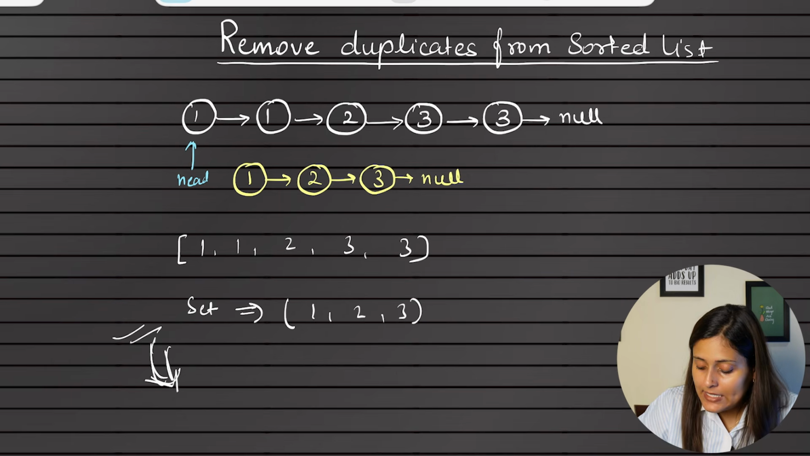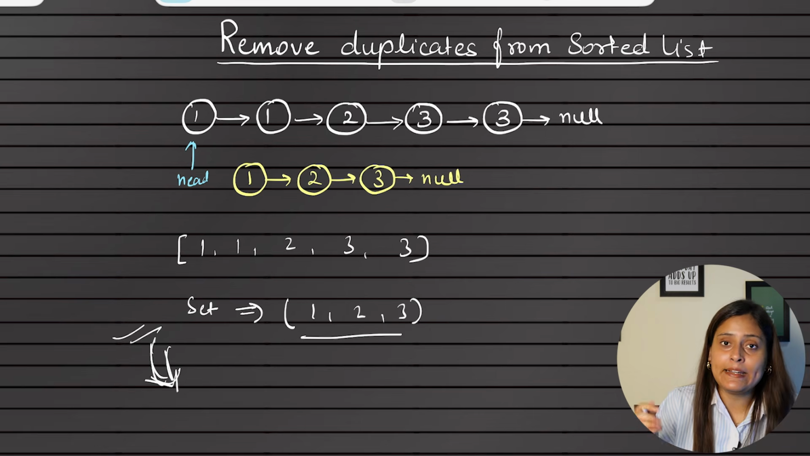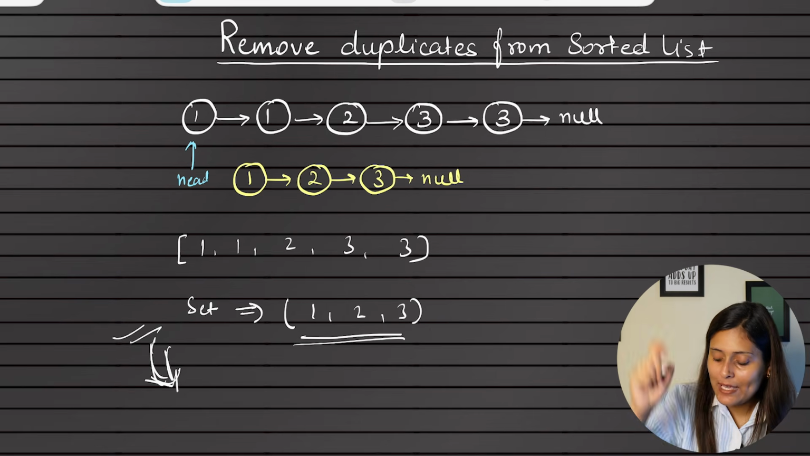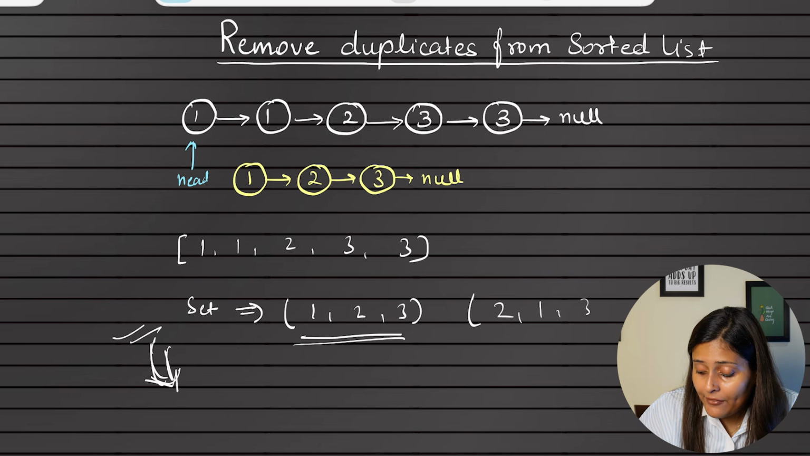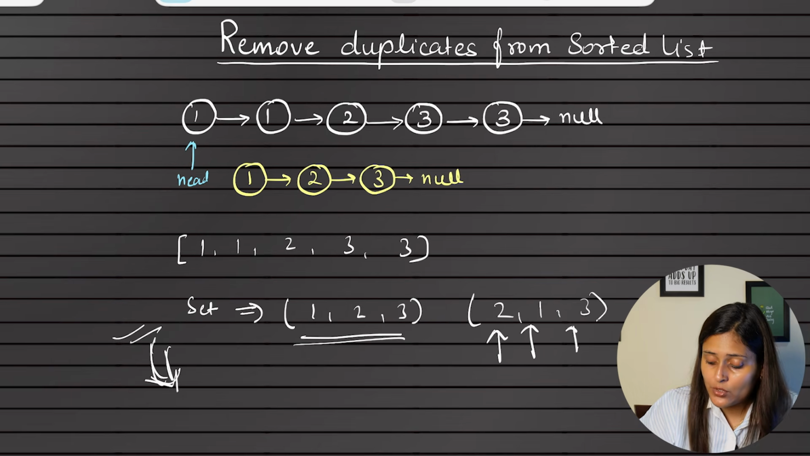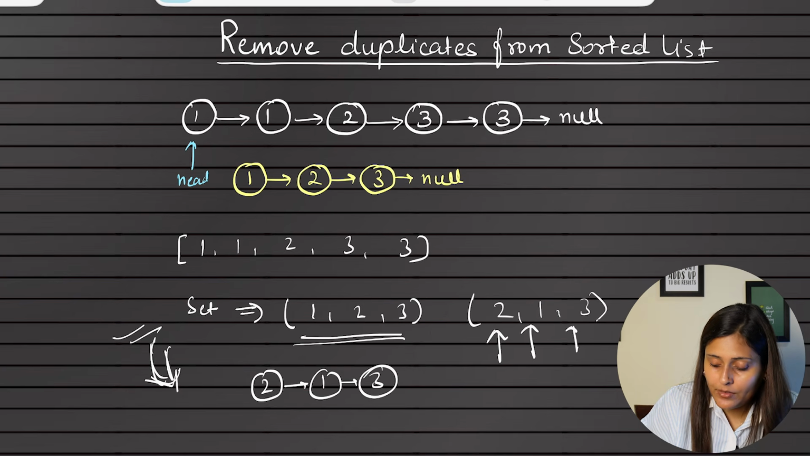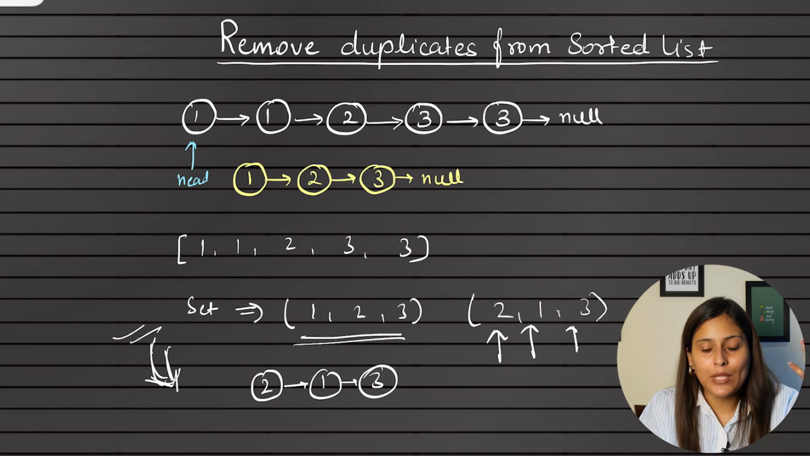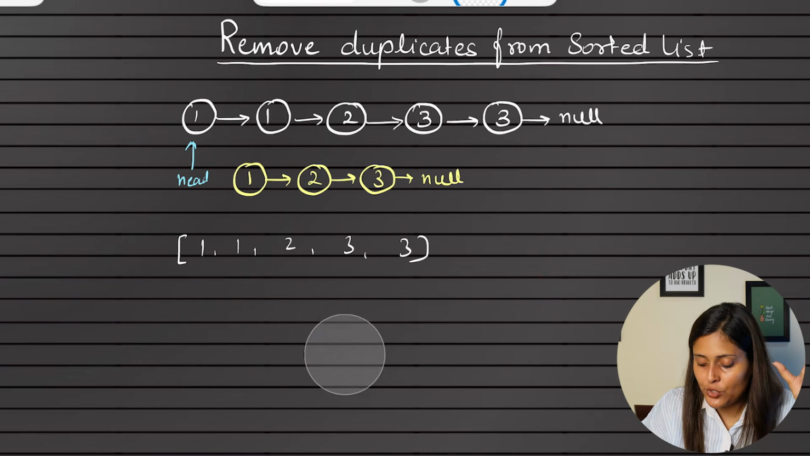But the thing is, see, set does not maintain the values in order, right? It will not be in the same order. So set might have saved like this. If you create the list now with these values, the new linked list will become 2, 1 and 3. So the other way is you have to sort it. But why do that when the question itself mentioned it is sorted? So set we should not use.